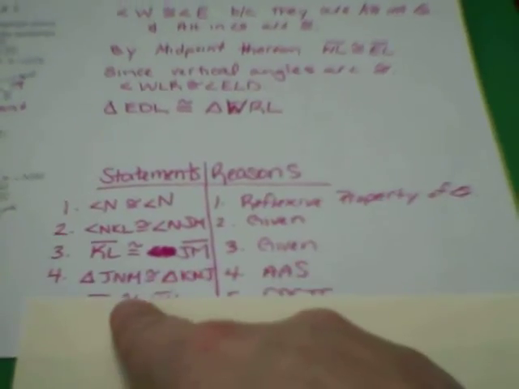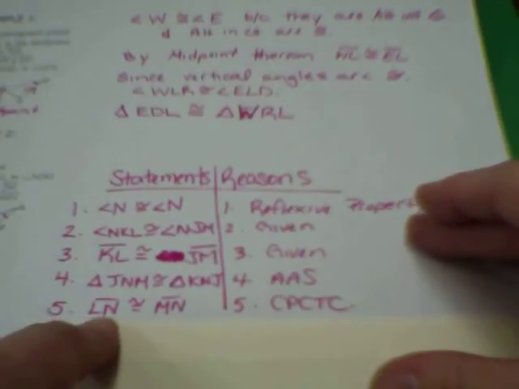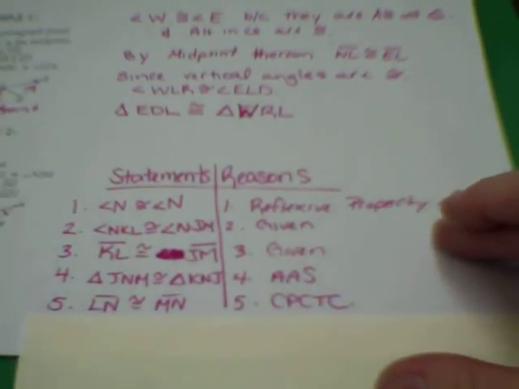And then lastly, now that I've stated my two triangles are congruent by angle, angle, side, I can state that those two side lengths, LN and MN, are congruent because of CPCTC. I'll let you take a look at that. If you could flip over to the next slide, I've got one more example for you to do.